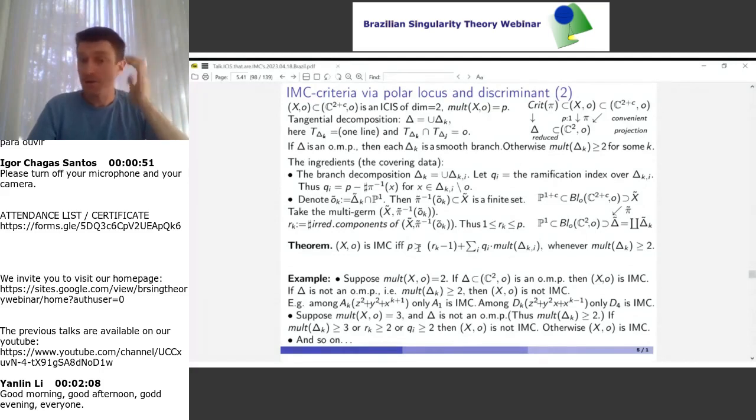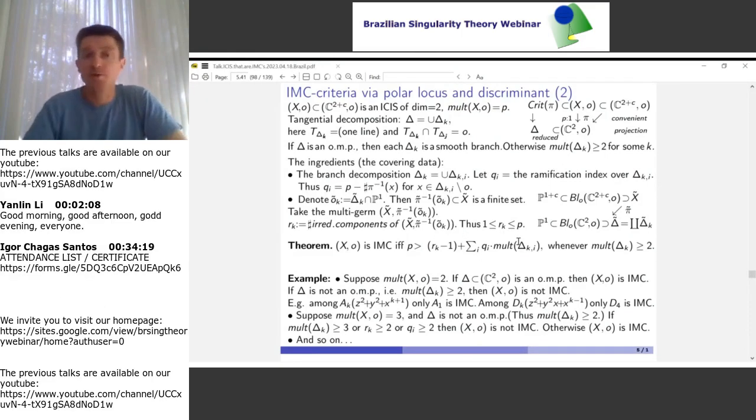Yes. So once again, this theorem is an if and only if criterion. At least I would say it is a bit simpler than the criterion via the resolution graph. We don't need to resolve anything. You only need to understand the discriminant, which is sometimes complicated, but sometimes you see it easily. Well, if there are no questions, let's proceed to some corollaries.